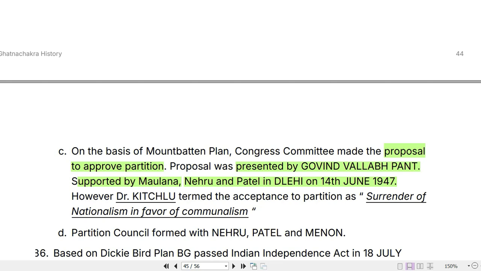However, Dr. Kichlu termed the acceptance of partition as surrender of nationalism in favor of communalism. Now, this question might be very tricky, because you have to remember this statement: surrender of nationalism in favor of communalism. This statement was made by Dr. Kichlu when the Congress Working Committee released its partition proposal along the lines of the Mountbatten Plan. I'm going to tell you once again, this partition proposal was presented by Govind Vallabh Pant, and it was supported by Nehru, Patel and Maulana Abul Kalam Azad on 14th of June 1947.